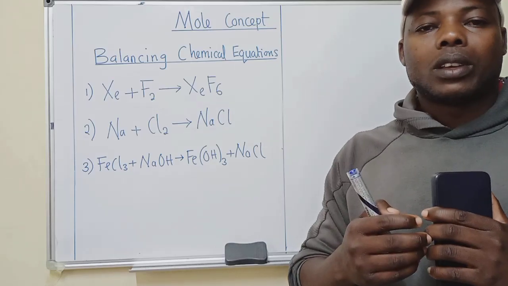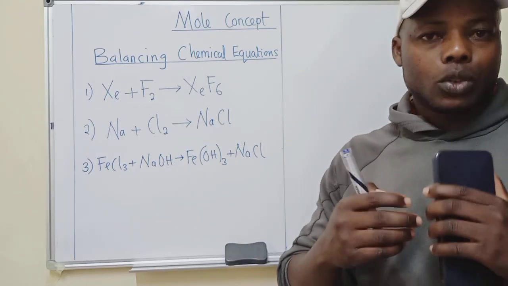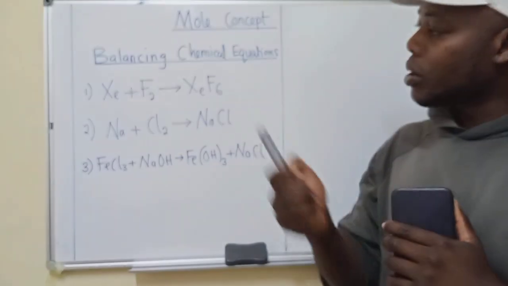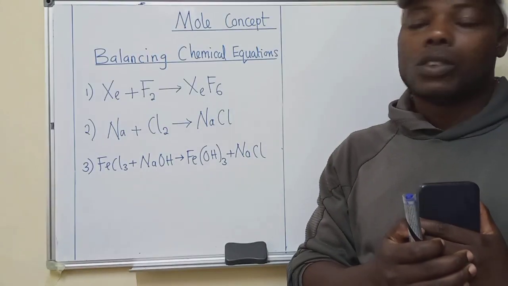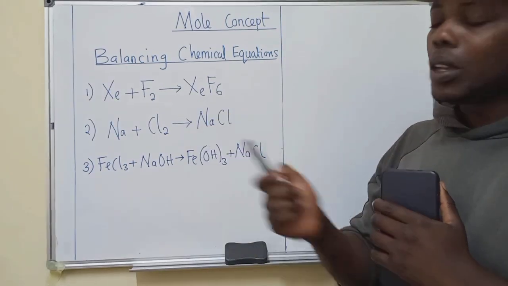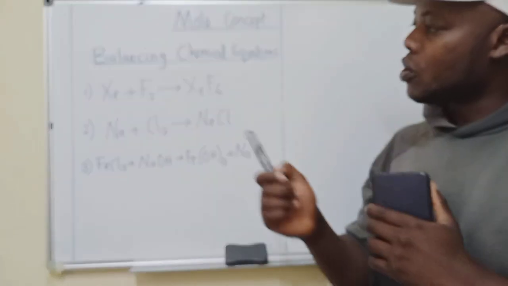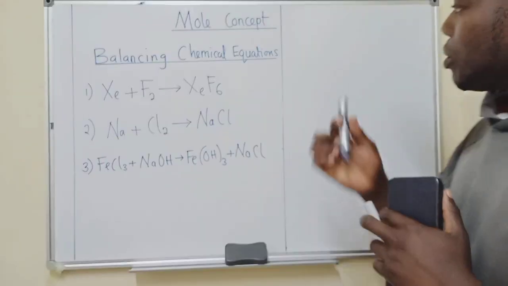So we've got another topic which we need to look at. The topic right here is balancing chemical equations. So how do you balance these three chemical equations? They are unbalanced, so we need to balance them. Let's start with the first one.